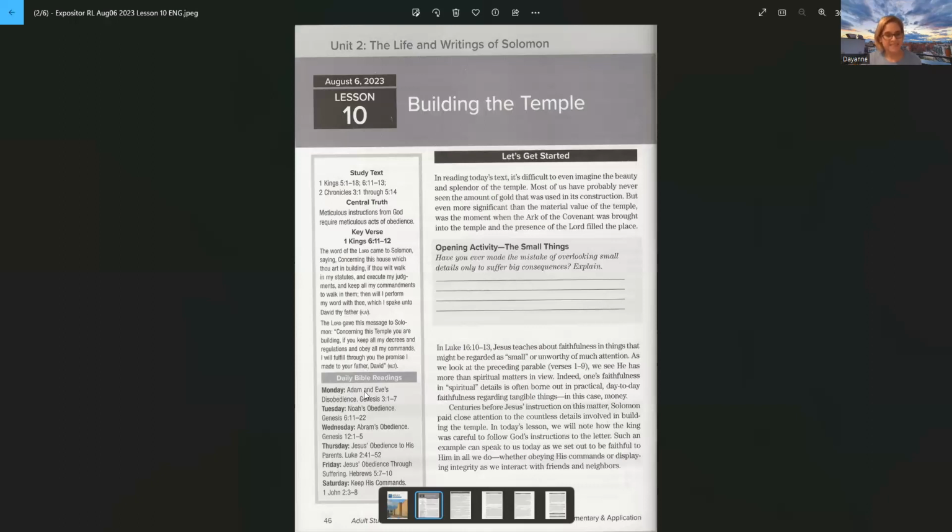So Monday is Adam and Eve's disobedience. You would read Genesis chapter 3, verses 1 through 7. Tuesday, Noah's obedience, Genesis chapter 6, 11 through 22. Then you go Wednesday, Thursday, Friday, and Saturday. And of course, by the time Sunday arrives, you are ready for that lesson.